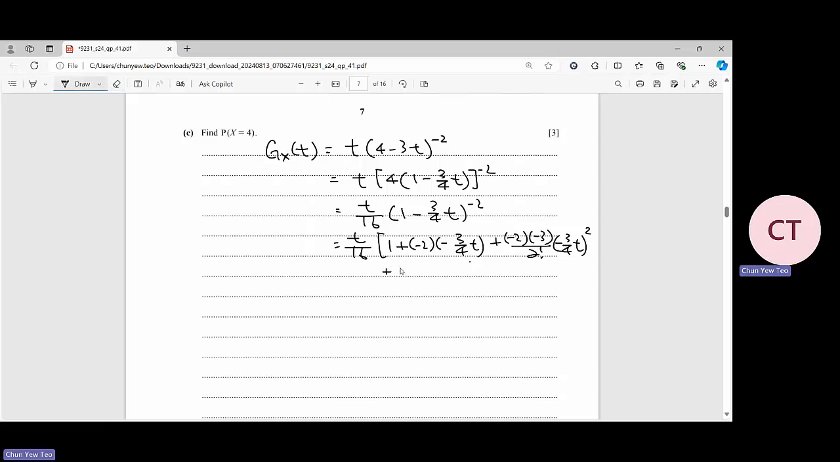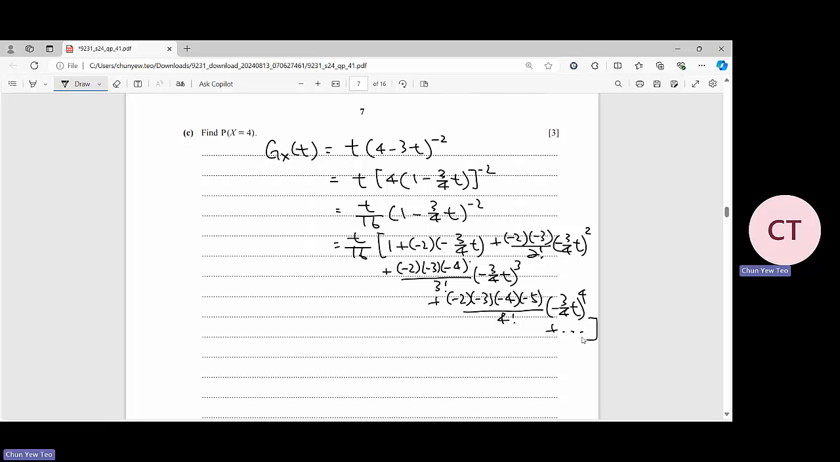So now I'm going for the t power 3. T power 3 will be like this. It's not needed because the question does not require it. Then the last one will be the t power 4. -5 over 4 factorial, -3 over 4t to the power 4, plus a dot.